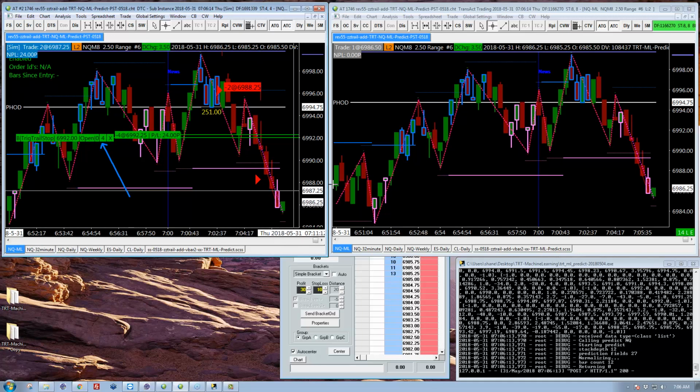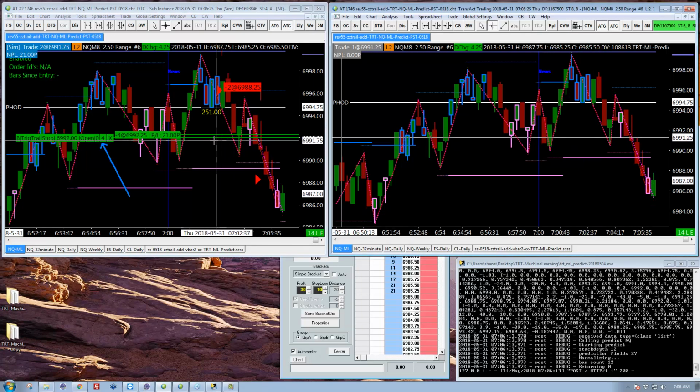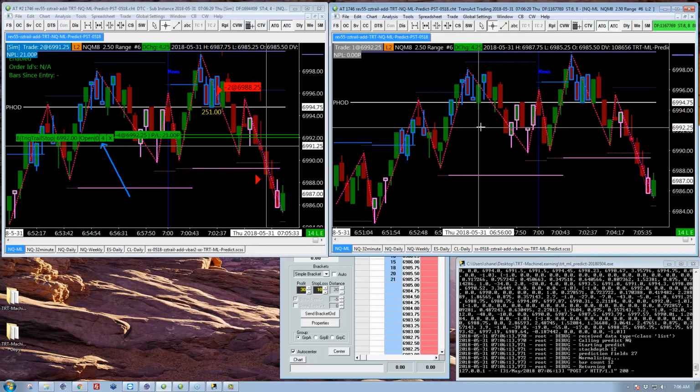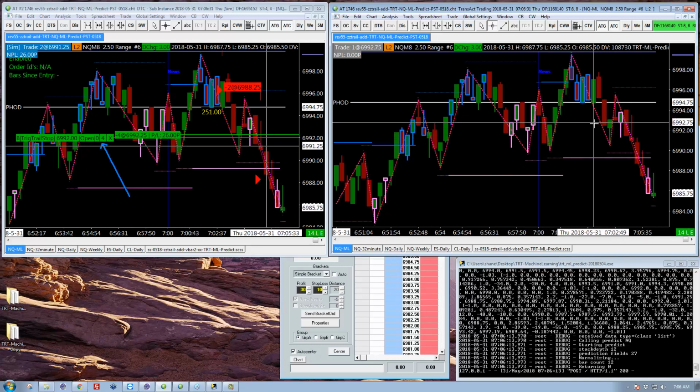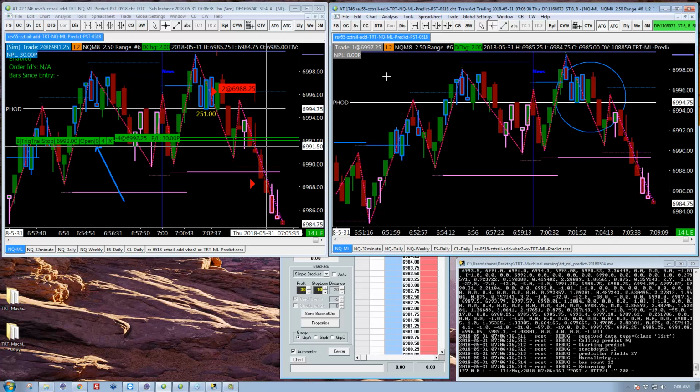mechanism for canceling unfilled orders. It's unfortunate that I didn't get filled here, but this occurred at 7:01:52. I'm blacked out here for 3 minutes before and after the news, so I ended up missing it here in my live account. You'll notice that it's gray up here.